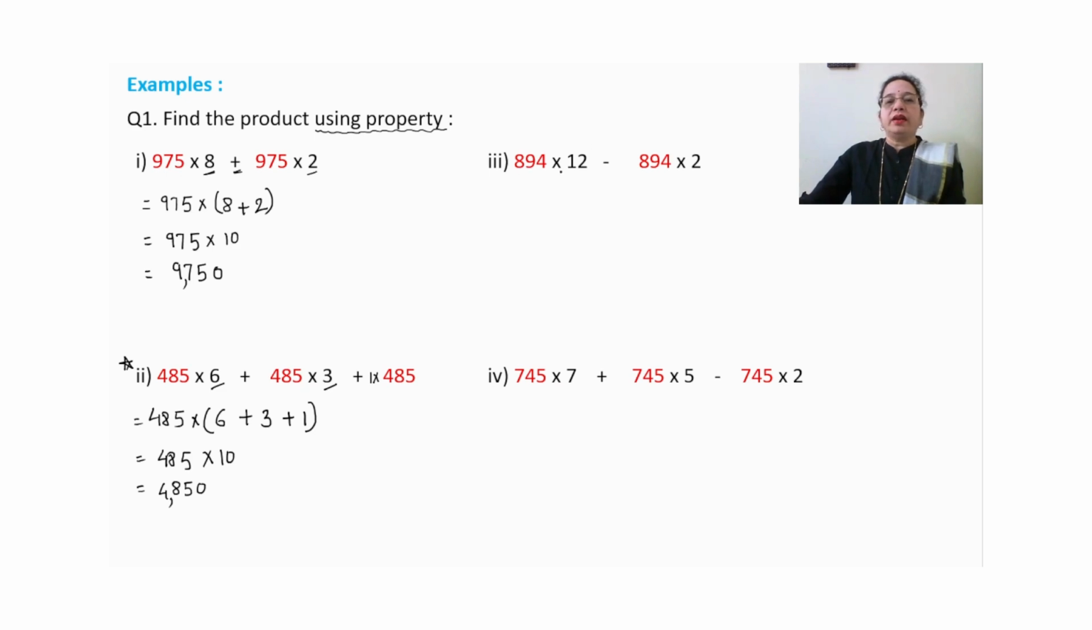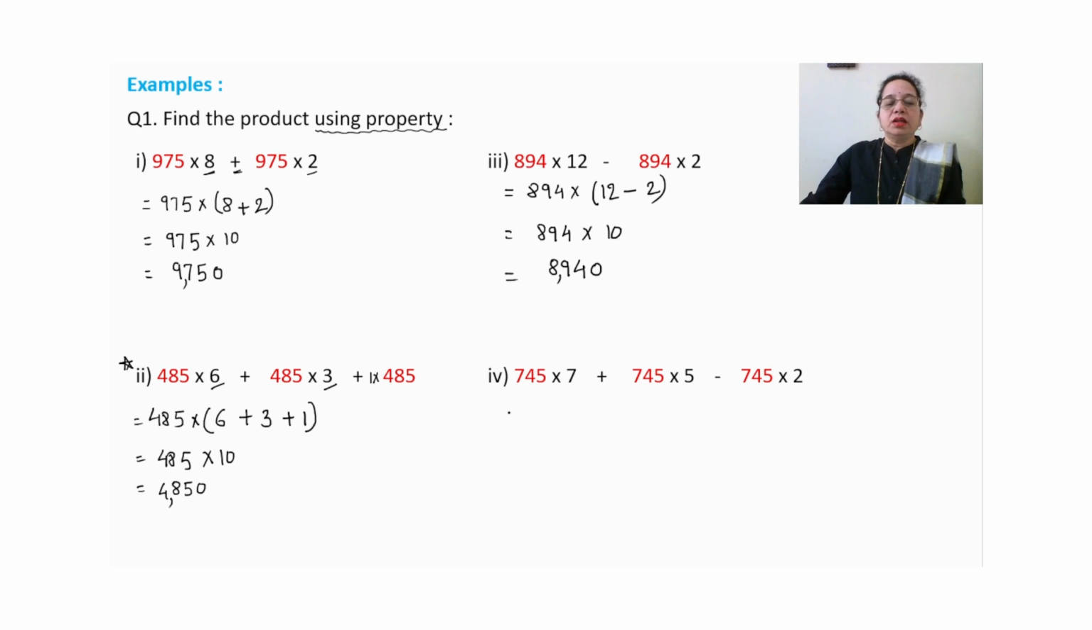Now here 894 is common. Take 894 common. What is left inside the bracket? 12. Which sign is there? Minus. Which number is there? 2. So 12 minus 2 will give you 10, and multiplying by 10 means the same number and a 0. So the answer is 8940.